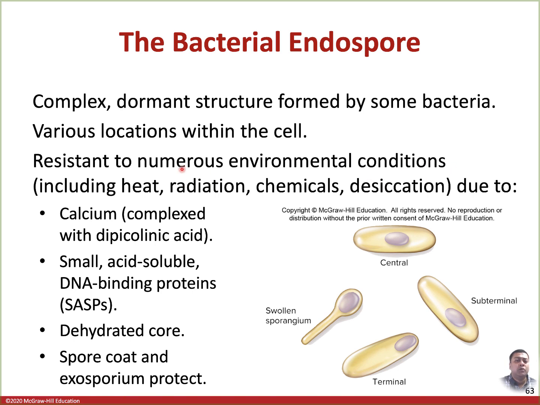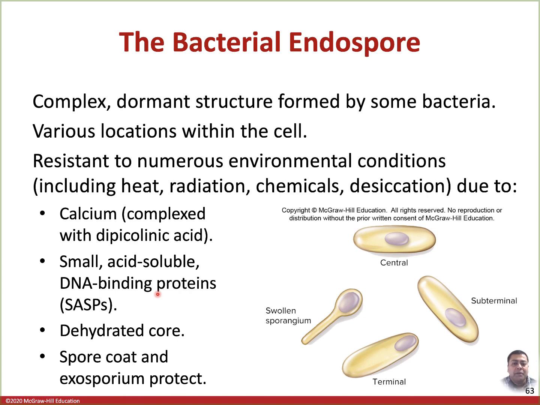So why are they so resistant? Calcium is present in a large amount, which is complexed with dipicolinic acid. This dipicolinic acid, along with small acid-soluble DNA-binding proteins, known as SASPs, interacts with the DNA. What happens is that dipicolinic acid inserts between the bases, and these SASPs allow the DNA to change conformation. So the DNA in a vegetative cell means an actively replicating cell.